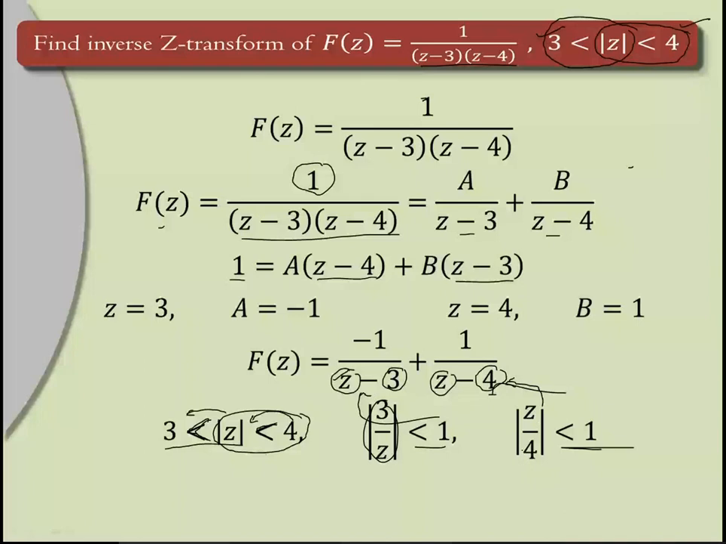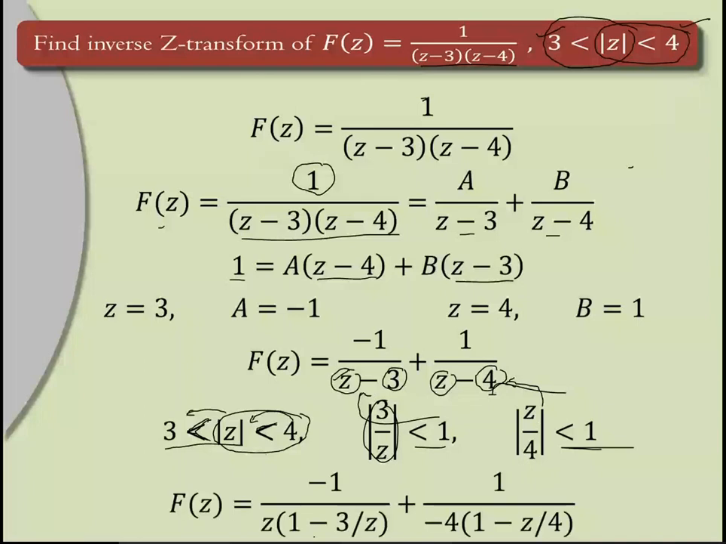So if we take z common, we get minus 1 upon z into 1 minus 3 by z, plus we want 1 here, so taking minus 4 common, minus 4 upon minus 4 is 1 minus z upon 4. Okay, so we brought these two terms z by 4 and 3 by z, and now use the standard formula of 1 upon 1 minus y. Expand the terms.